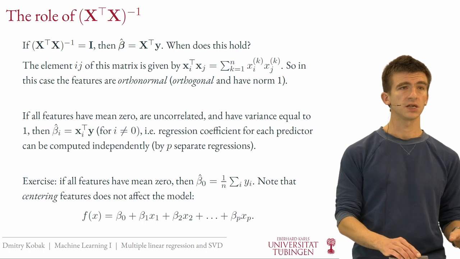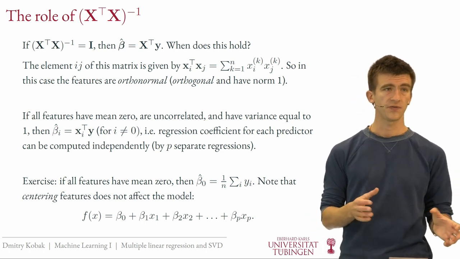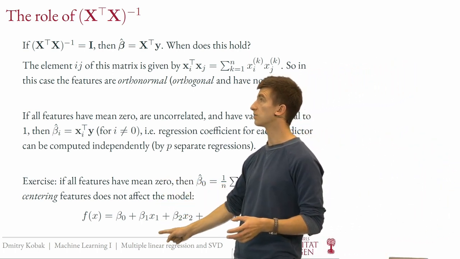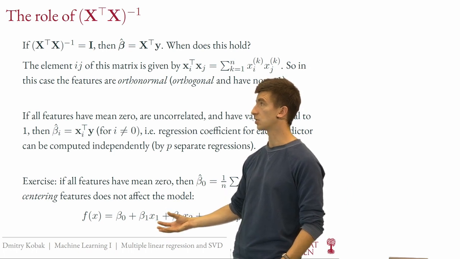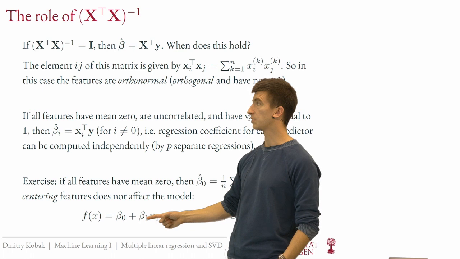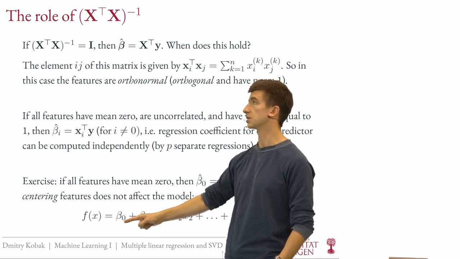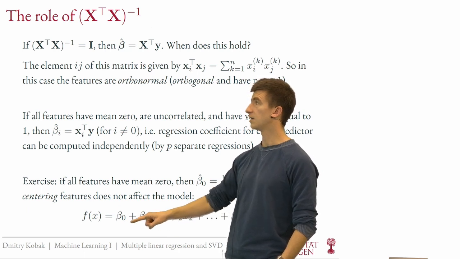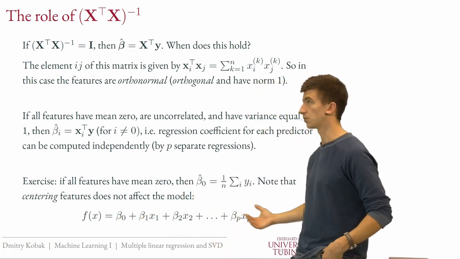And notice that if you require that all your features have mean zero, this actually does not affect your prediction in any way. If you require that x1 here, for example, has mean zero, it means you subtract from x1 its own mean. So you get beta 1 times the mean of x1 hanging around here, and we can just put it into the intercept. So if you center this, then the intercept will change, but the prediction will stay exactly the same. The same is true for any other features.